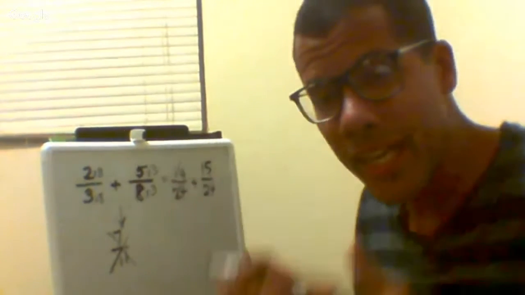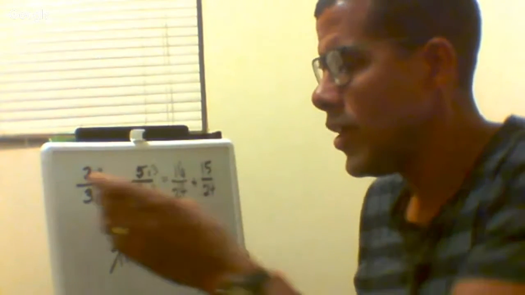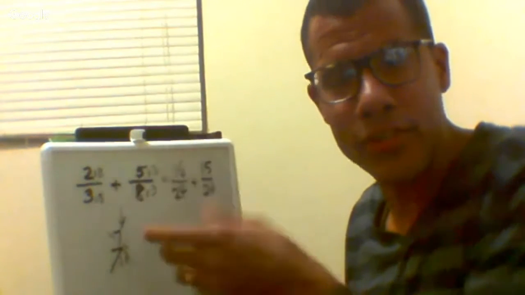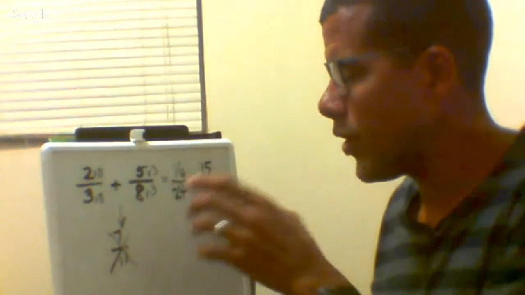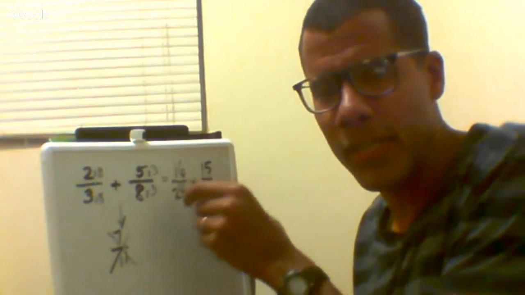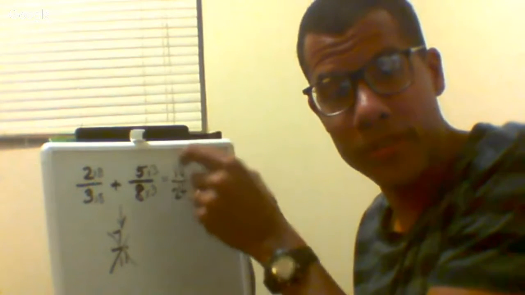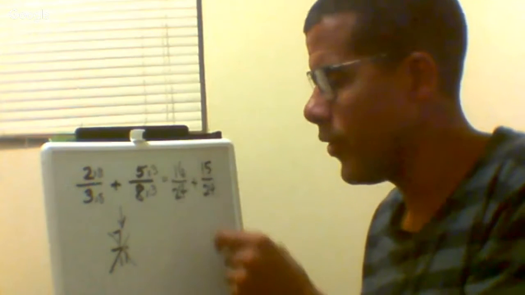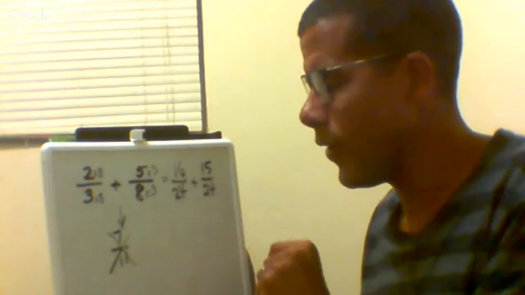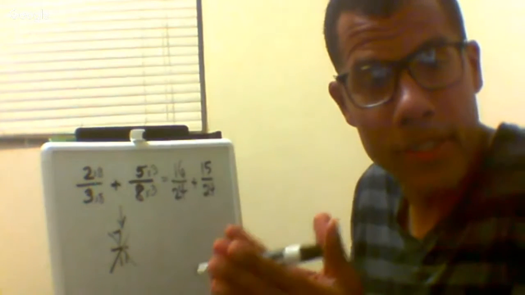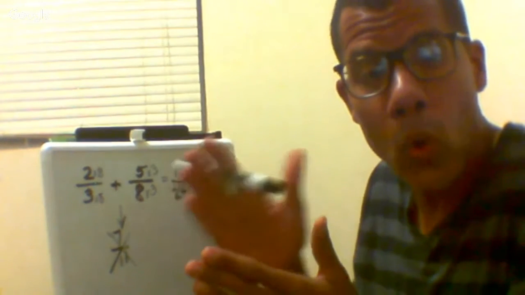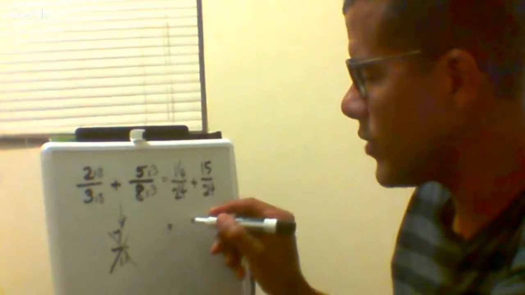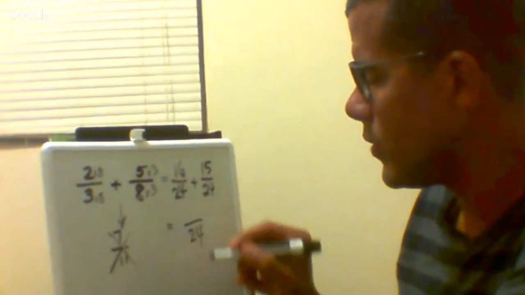That is not right. You can't change the size of the pieces. Neither can you add pieces that are different sizes, okay? So the whole idea is to get the same size piece, a 24. 24 pieces are required to make a whole. I have 16 out of 24 here, and I have 15 out of 24 there. So now I can add them because I can count to a whole number, or above the whole number in this case. So now that I have my same size pieces, it's a good way to explain it.